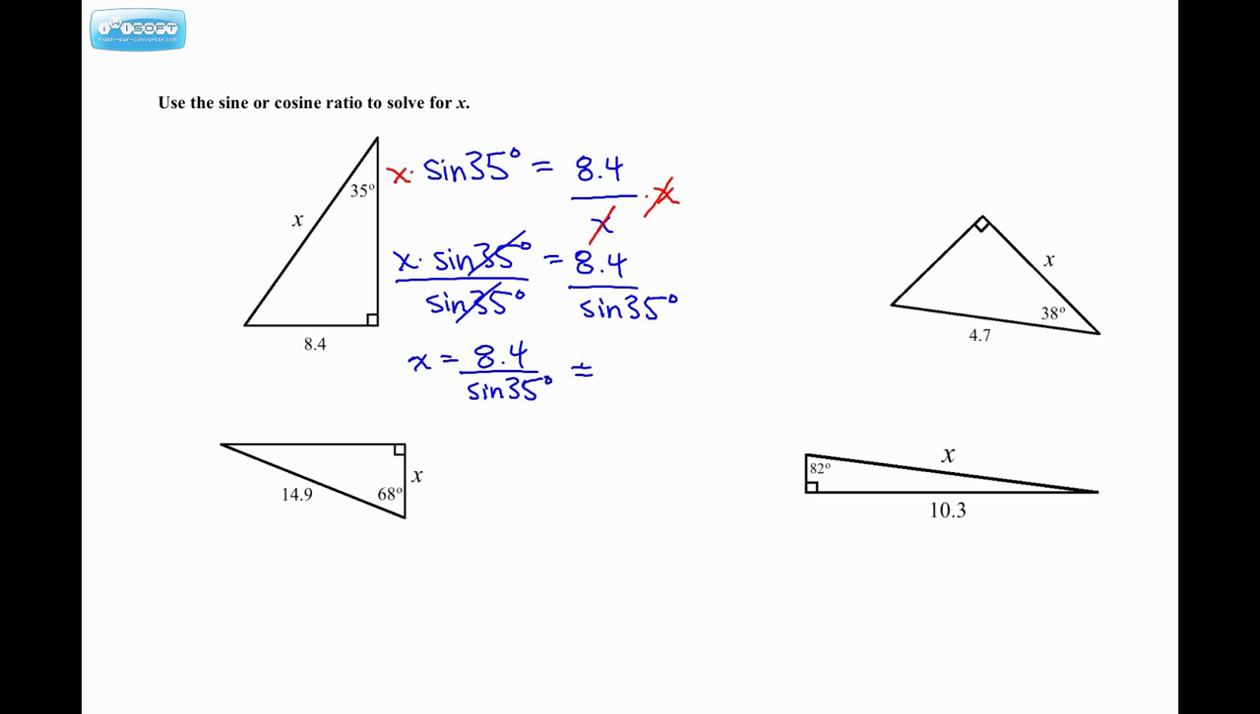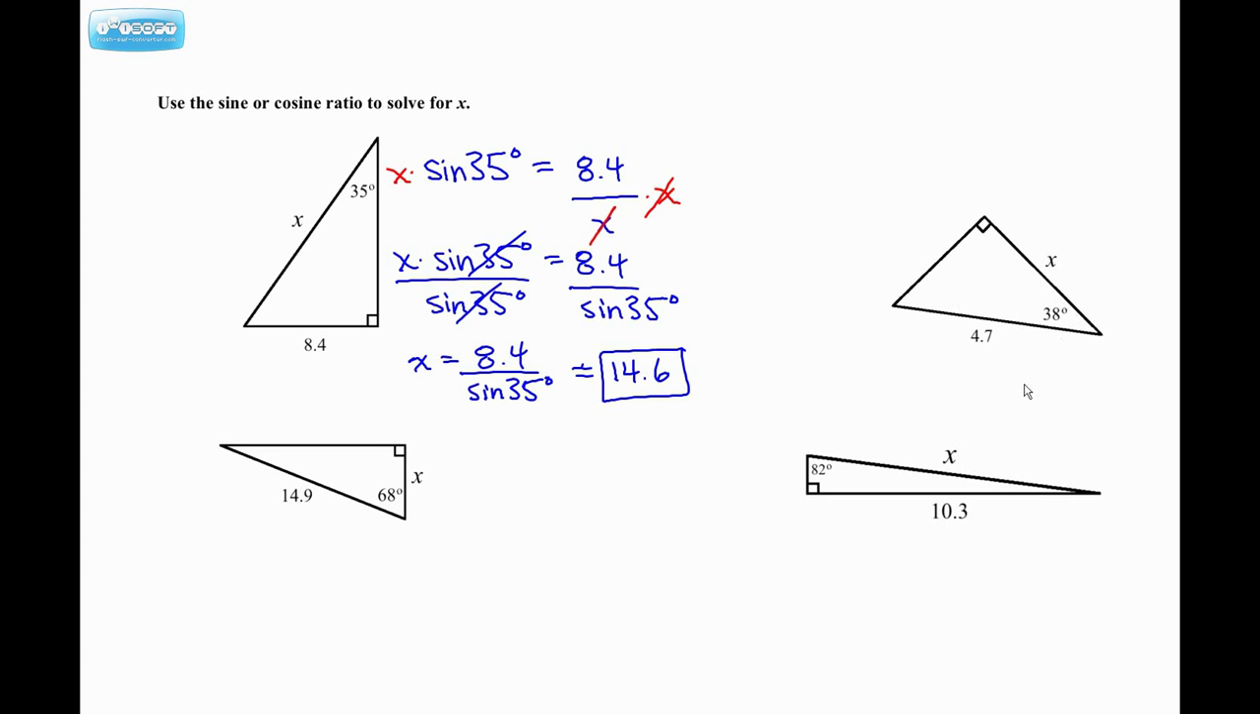Okay, so 8.4 divided by the sine of 35 gives approximately 14.6. And there we go. So it's just like with the tangent ratio, but we're just using a different side, so instead of tan, we have to use the sine ratio.